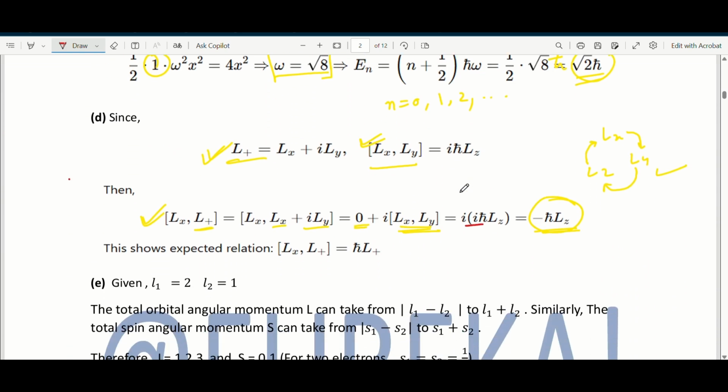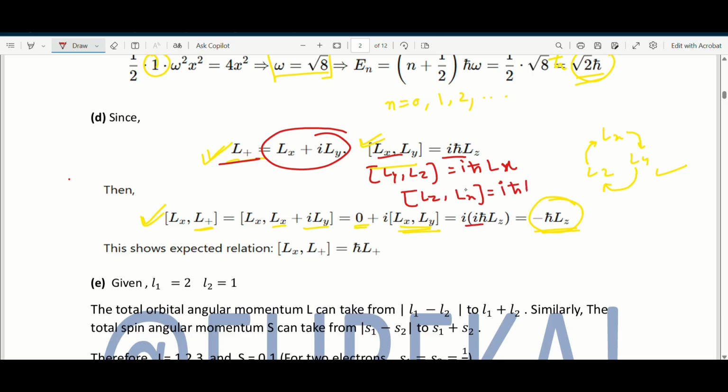D is given as L plus equals Lx plus iota Ly. We know the commutation relations: the commutation of Lx, Ly will be iota H cross Lz, the commutation of Ly, Lz will be iota H cross Lx, and the commutation of Lz, Lx is iota H cross Ly. Now we have to find the commutation of Lx with L plus, which is Lx plus iota Ly. Then we get minus H cross Lz.